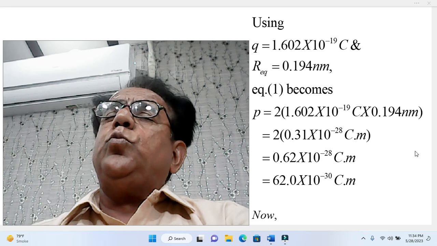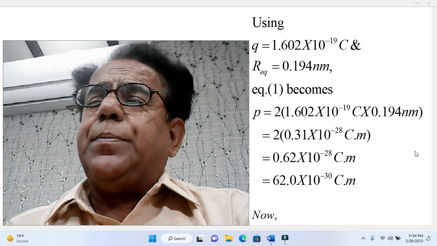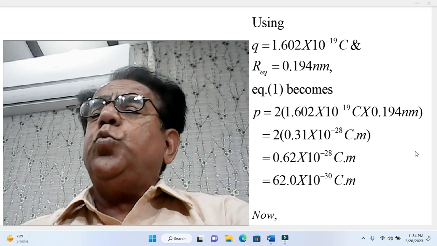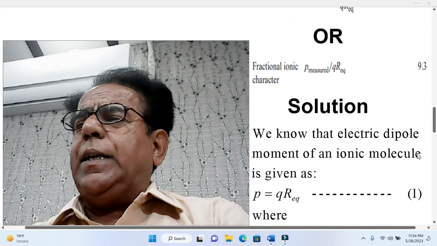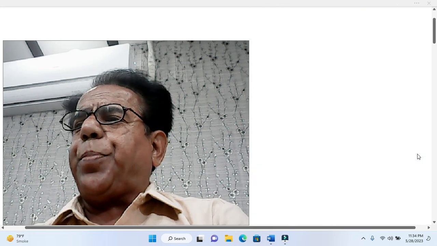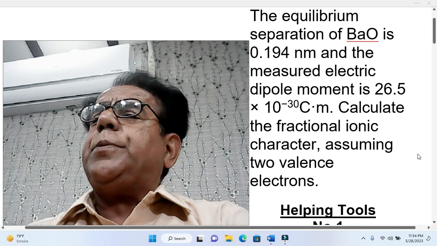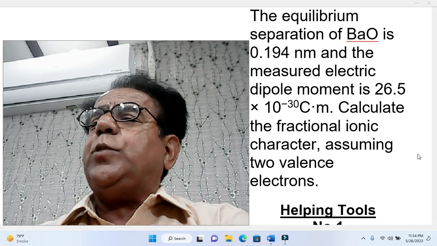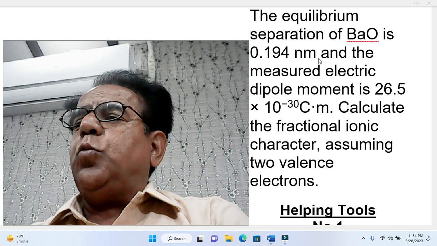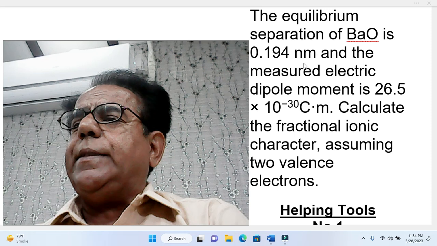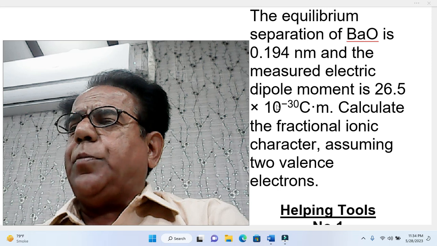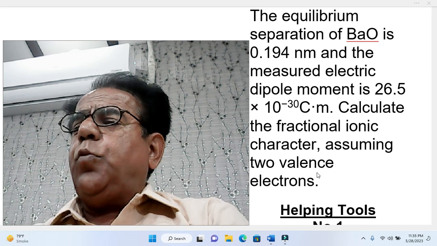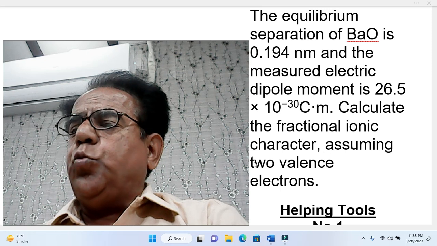Okay, this 2 is due to the reason that in this statement it is said that assuming 2 valence electrons. For a while we go back to the statement. The equilibrium separation of barium oxide is 0.194. This value is given in the statement. Moreover, this value is given in the statement, 26.5 into 10 to the power minus 30 coulomb meter. Moreover, it is given that assuming 2 valence electrons.